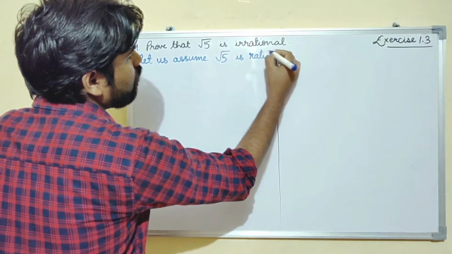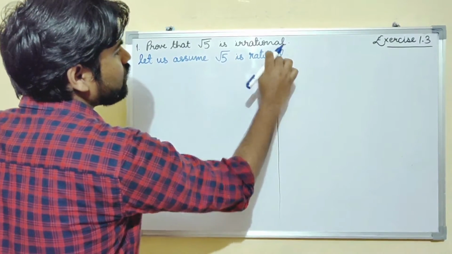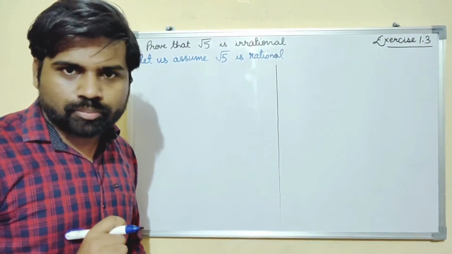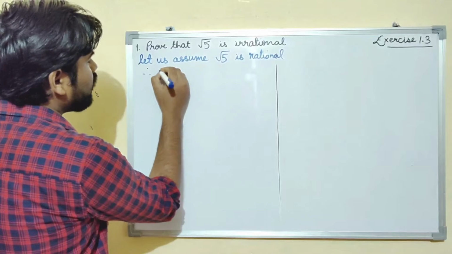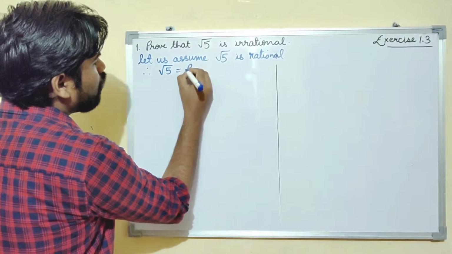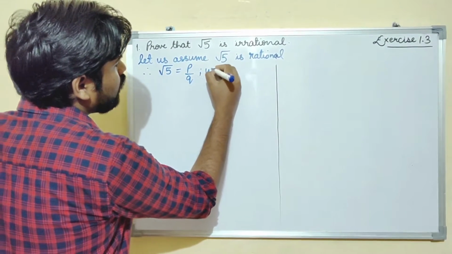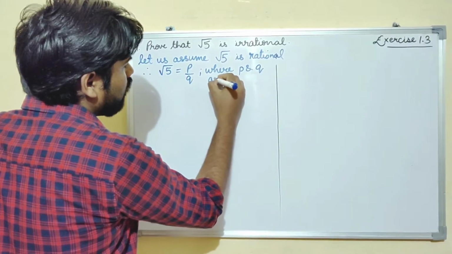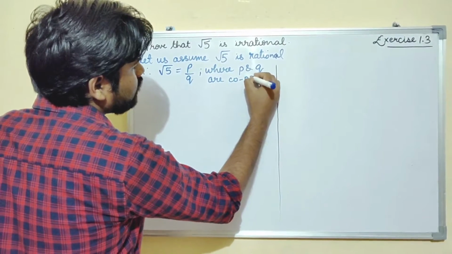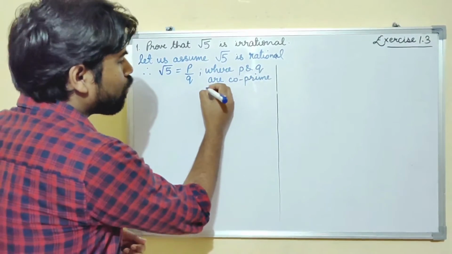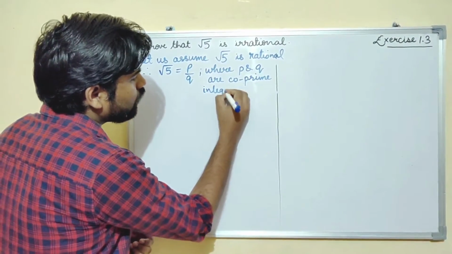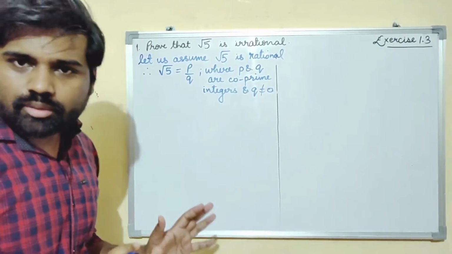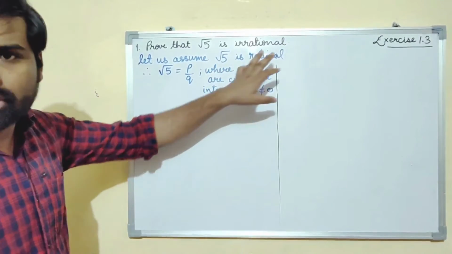Since we have assumed that root 5 is rational, that means we can represent root 5 in the form of p upon q, right? Therefore we can write root 5 equals p upon q, where p and q are co-prime integers, and q is not equal to 0. See, this is the definition of a rational number. This much is clear.